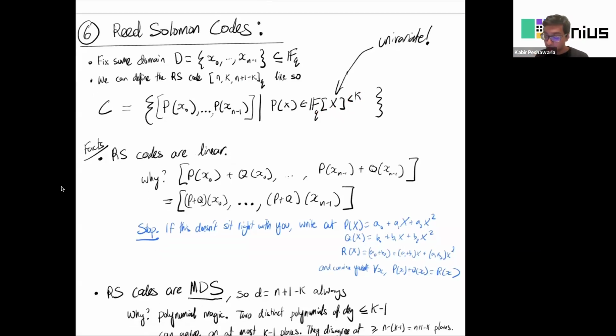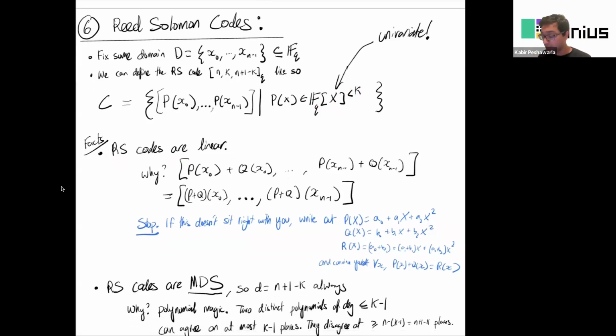Some facts. Reed-Solomon codes are linear. Why is this true? Well, it's because of this fact about polynomials: p of x0 plus q of x0 is equal to (p plus q) of x0. Stop. If this fact is not sitting right with you, then take a minute, take out a pen and paper, and write out p of x is equal to this, q of x is equal to this, r of x is equal to something like the sum of p and q, and convince yourself that for all x, p(x) plus q(x) is equal to r(x).